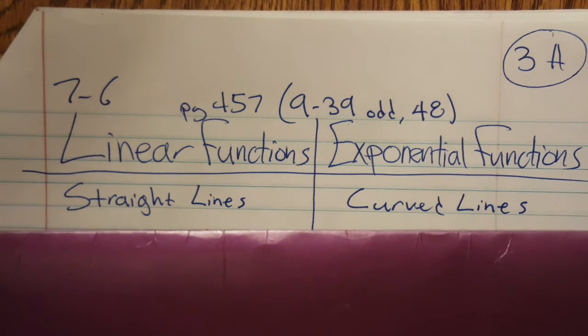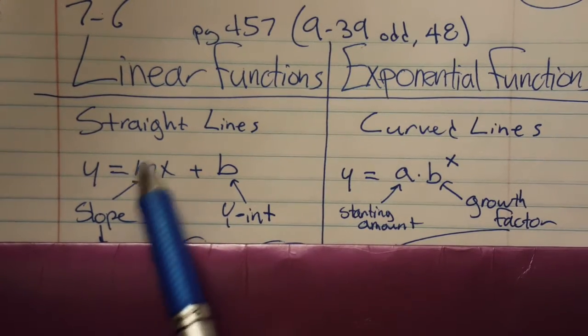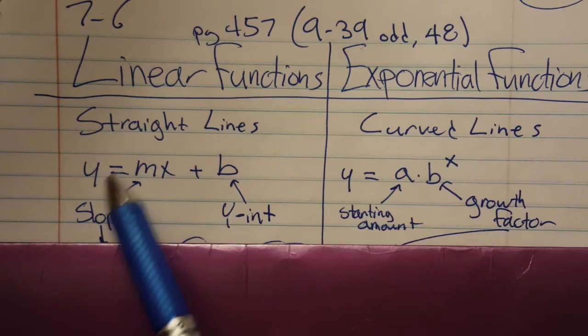So basic straight lines and curved lines. Now their basic equations look like this. Okay, we've seen this before. This is slope-intercept form. We all know this. You start here, move by this.